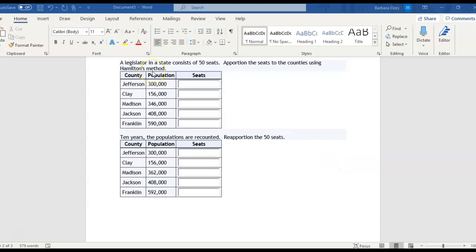Okay, so let's look at a second example and determine what paradox is occurring. And again, we're going to use Hamilton's method, so at least we're using the easier method here. So we've got a legislature which has 50 seats in it that we're going to apportion among these 5 counties, and we're going to use Hamilton's method. So again, I'll make a table for this.